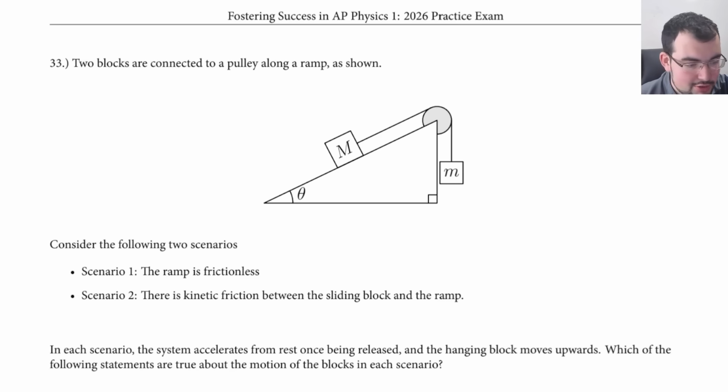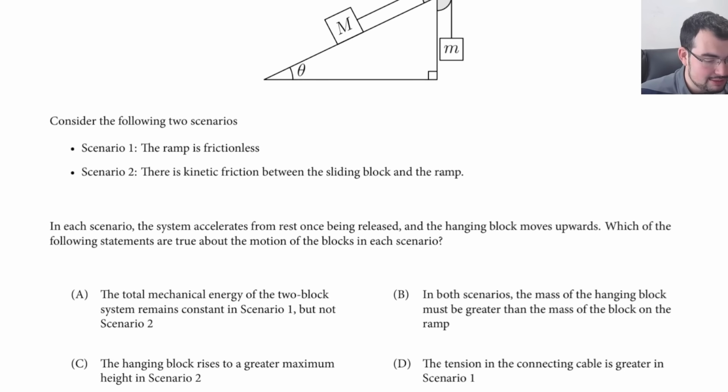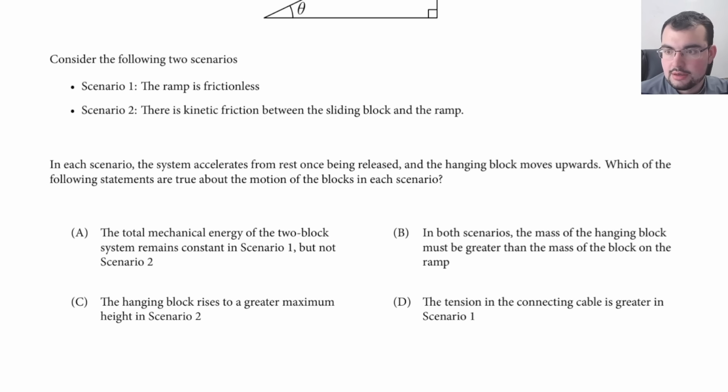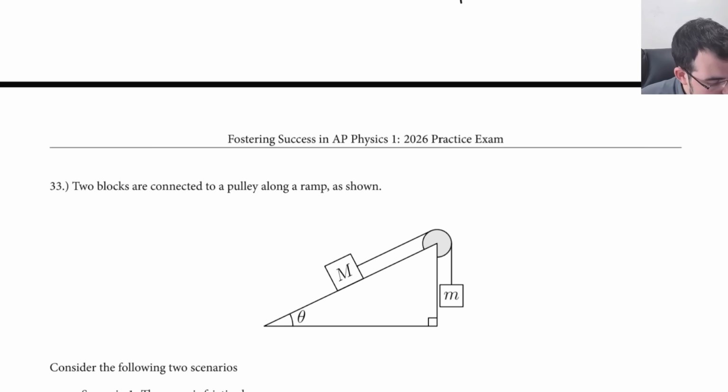Two blocks are connected to a pulley along a ramp as shown. First scenario, the ramp is frictionless. Second scenario, there is kinetic friction between the block and the ramp. In each scenario, the system accelerates and the hanging block moves up. Which of the following is true about the blocks' motion? So we have to compare all these things. Once again, it's probably helpful to big box method this.